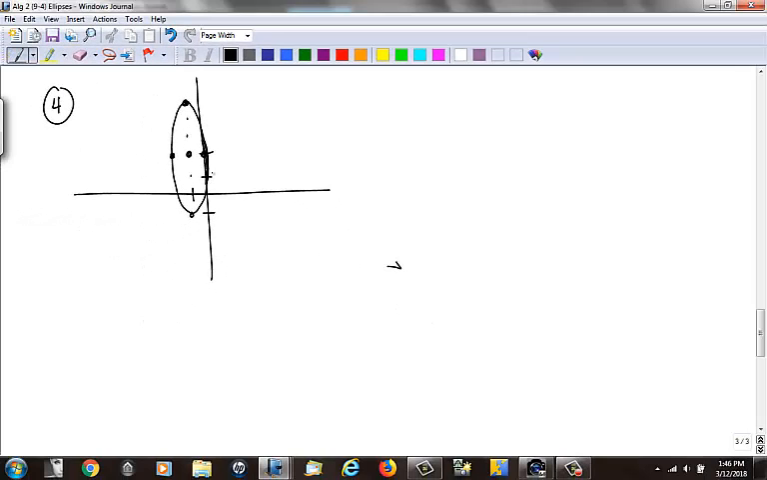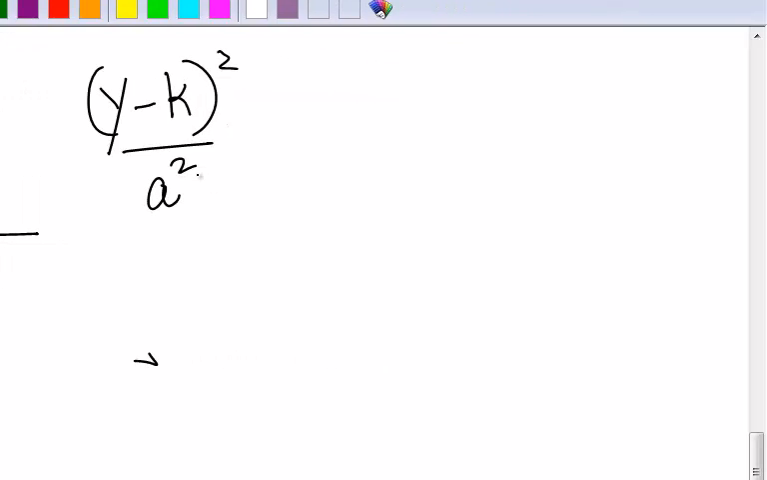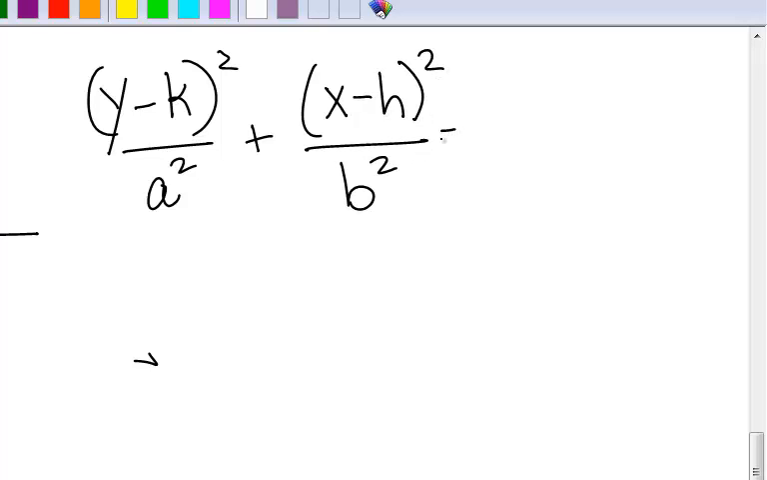That should come through right there. Okay, so now this one, your major axis is vertical, so that means it's going to be a Y. It's off center, and this time it's Y minus K quantity squared. And remember, on an ellipse, the number underneath the first set is an A. It's always A squared. If you look back at your notes, it's A squared underneath the first one. Plus, this one's going to go X minus H quantity squared over B squared, and it equals 1.